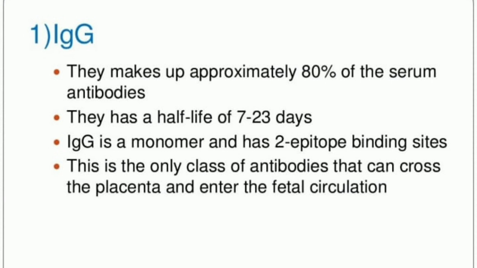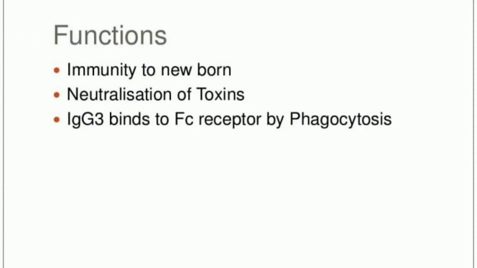Now we have to know the function of IgG. Immunity to newborn, neutralization of toxins. IgG3 binds to Fc receptor by phagocytosis. These maternal antibodies will protect the newborn until its immune system is sufficiently mature to produce antibodies on its own.